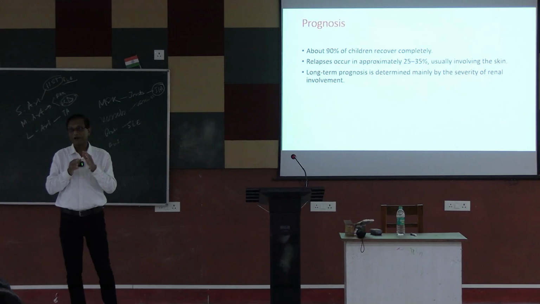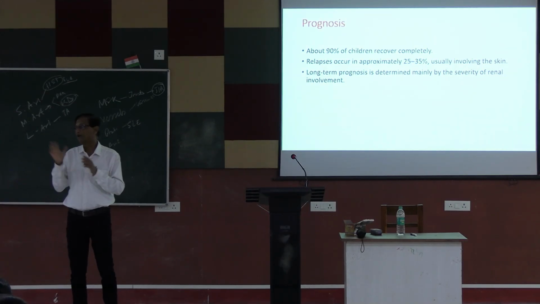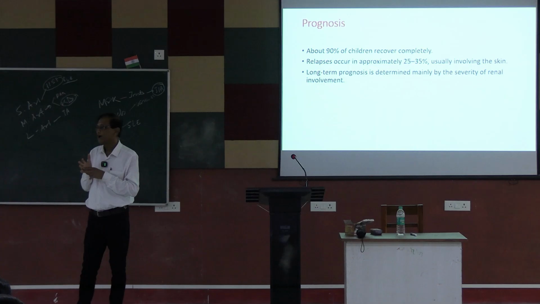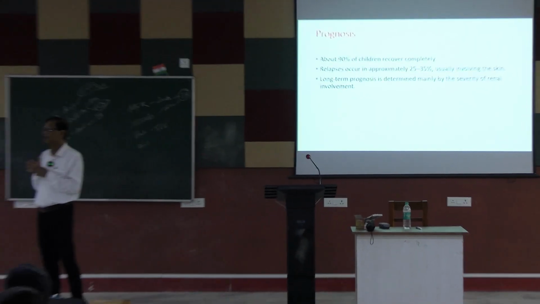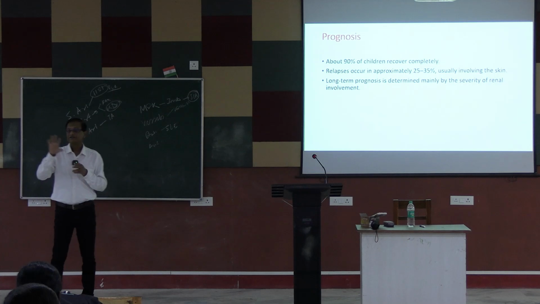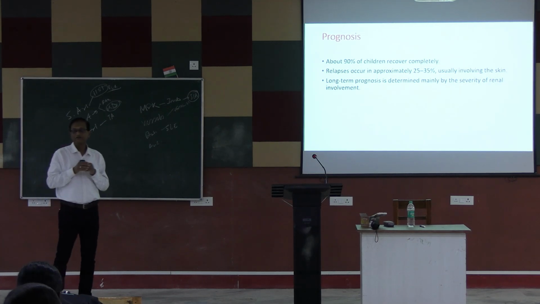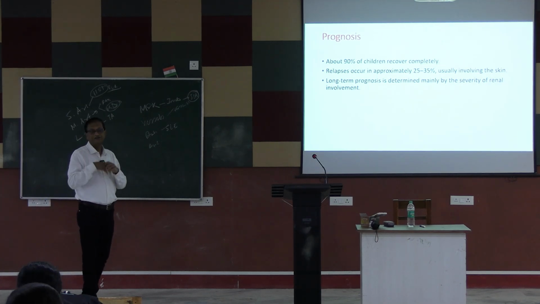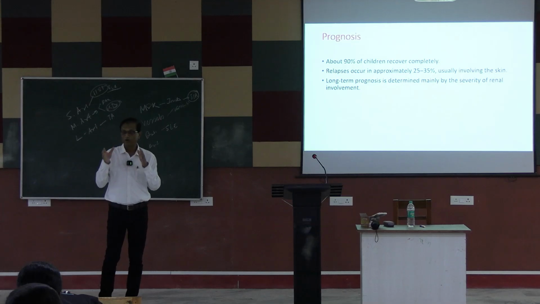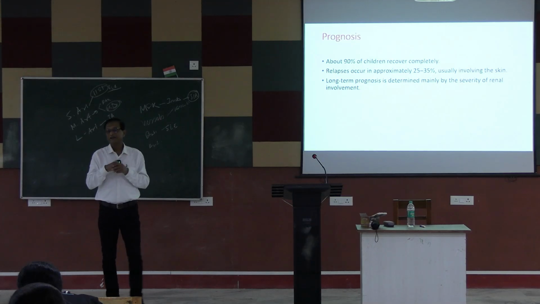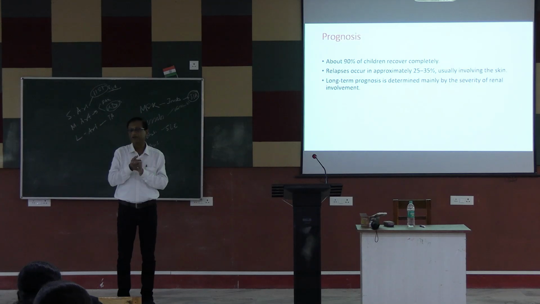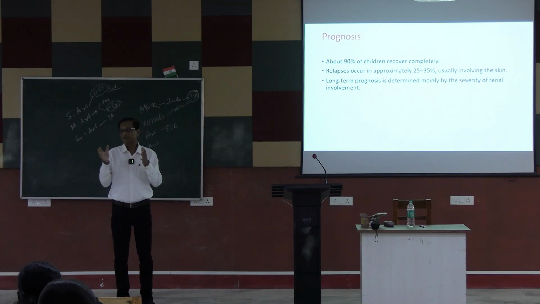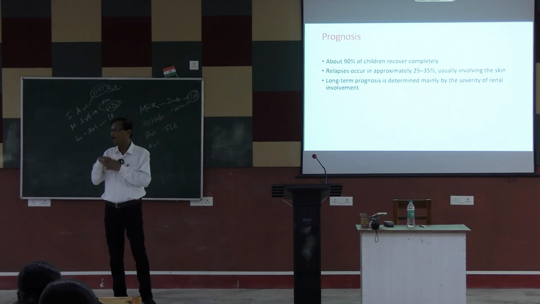The mandatory criterion is palpable purpura without any thrombocytopenia, plus at least 1 of 4: arthritis, abdominal pain, renal involvement such as hematuria, or biopsy-proven IgA vasculitis. This is diagnostic. Mostly the palpable purpura occurs in the lower part of the limb, and I have shown the figure. Tests are done to rule out the complications.